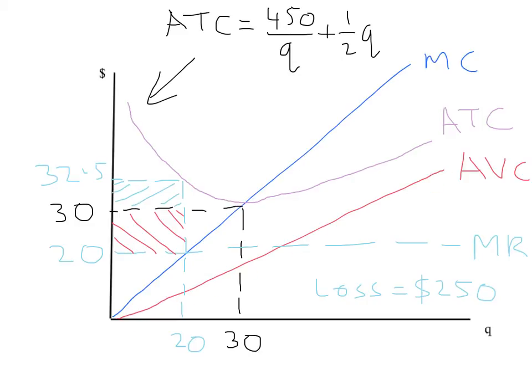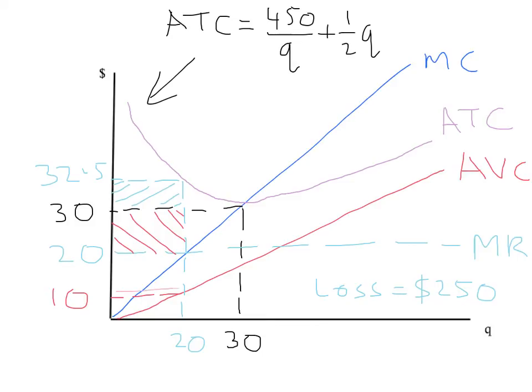Notice the average variable cost at an output of 20. Remember, the formula for average variable cost here is a half Q, so average variable cost at an output of 20 is simply equal to 10. So this firm is making an operating profit.